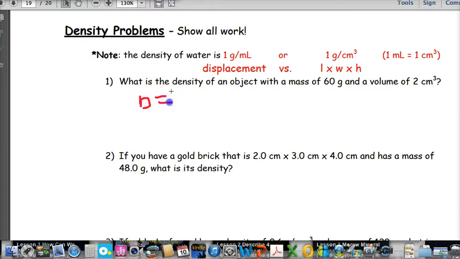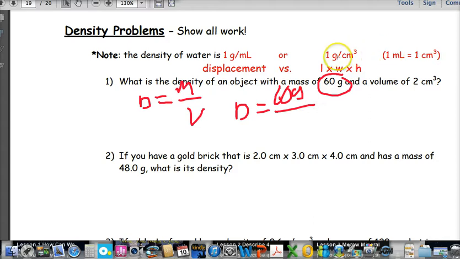Density equals mass divided by volume. Now here's a couple of numbers. 60 grams. How do I know if that's mass, volume, or density? Well, grams are going to be mass, so that goes on the top. So you have density equals 60 grams.